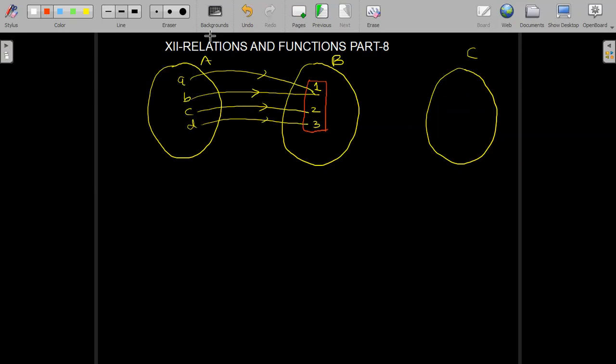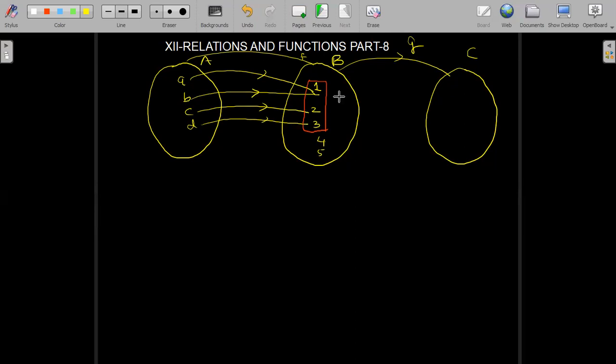But it can have more elements. The set B can have more elements. If it has more elements, suppose it has more elements like 4 and 5 also. Okay. Now this is a mapping F. We used to denote F as a mapping from A to B. And from B to C, the mapping is denoted by G. G is a mapping from B to C.